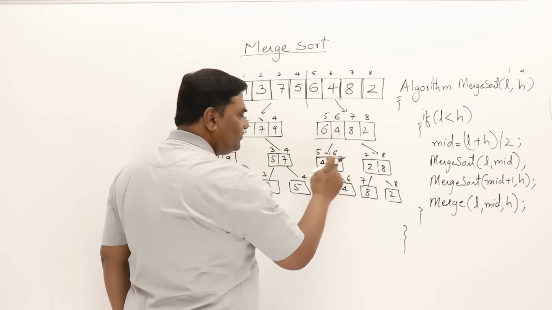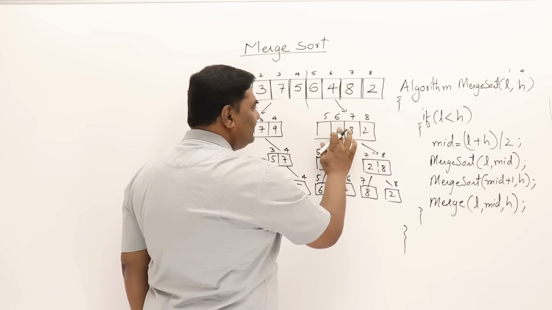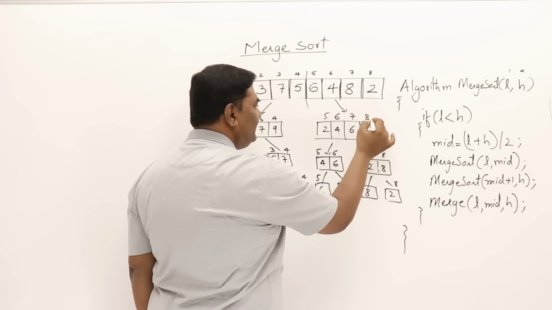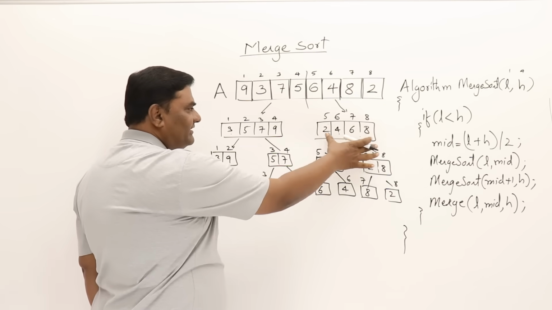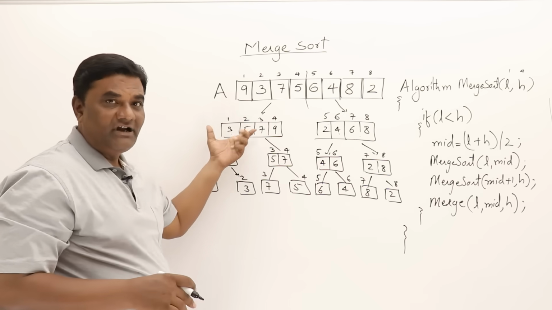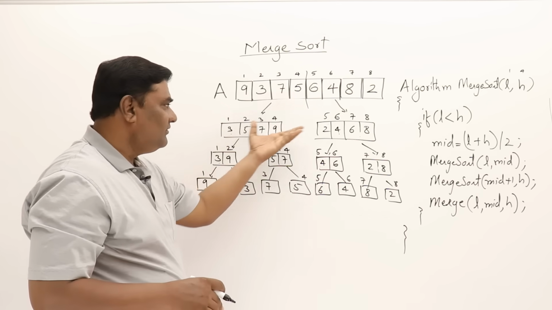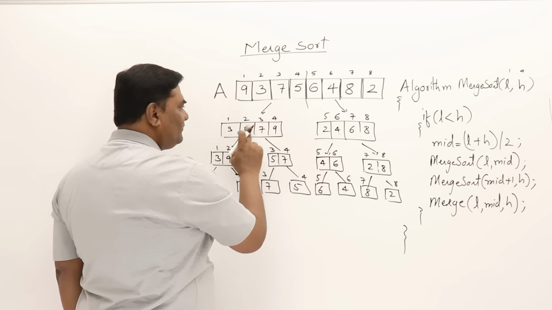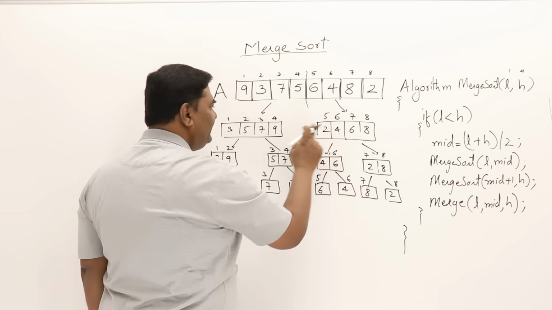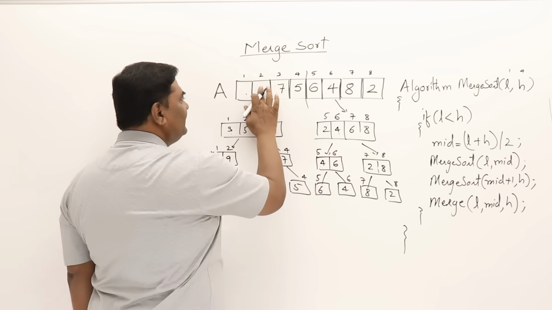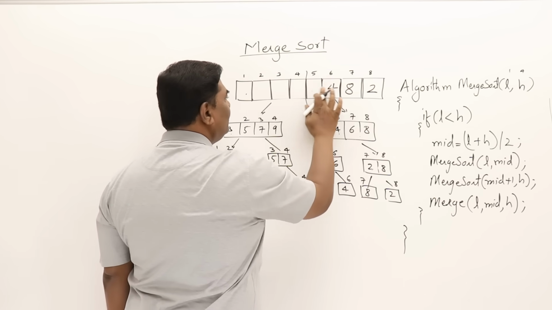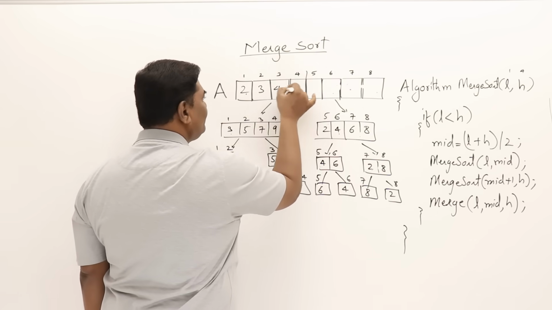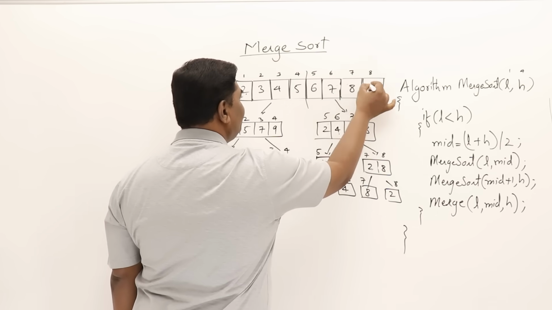So this becomes 2, 4, 6, 8. Now this is also sorted. This was already sorted beforehand, left hand side it went. Now these two are merged together. 2, 3, 4, 5, 6, 7, 8, 9. So in this way, this list becomes 2, 3, 4, 5, 6, 7, 8, 9. Sorted.